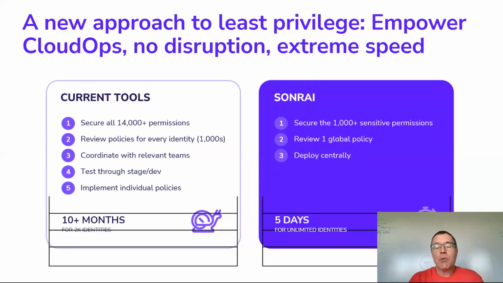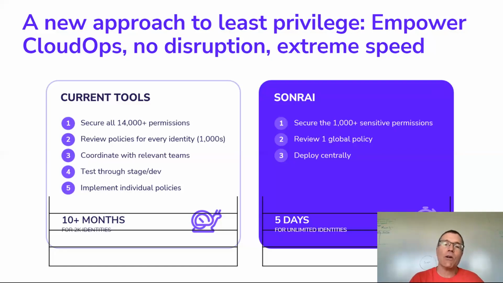And we had this pretty successful company in the financial space that was able to do 2,000 of these identities in a 10-month period. And they got them all to least privilege doing this process. But when you look at that 10-month period, they probably created more than 2,000 identities in that period. And so you just never get to be done doing it that way. And so we took a different approach.